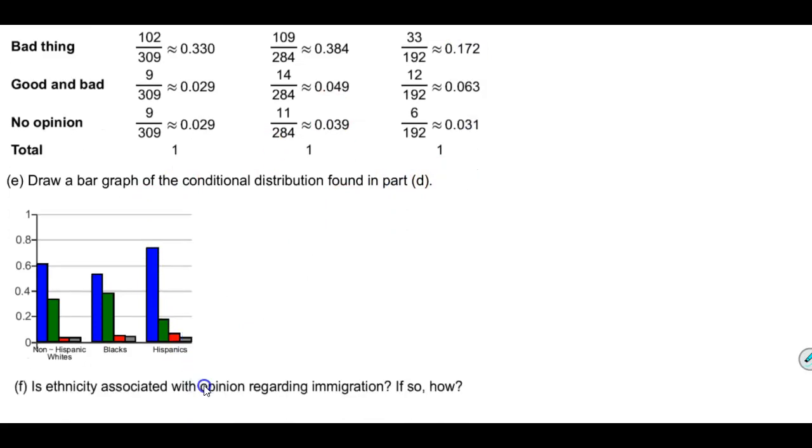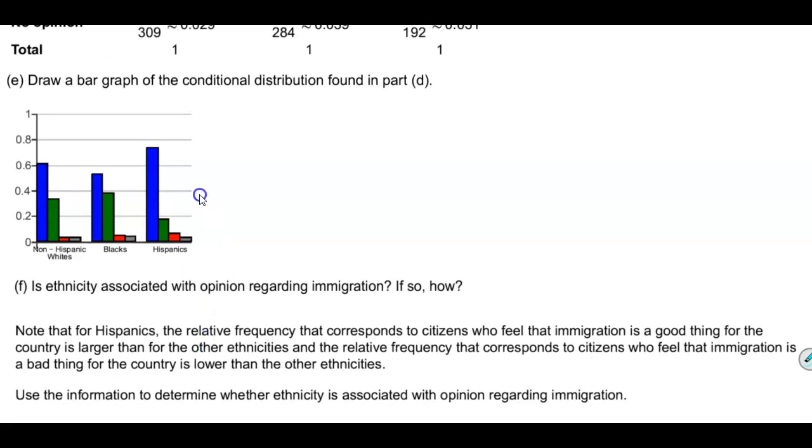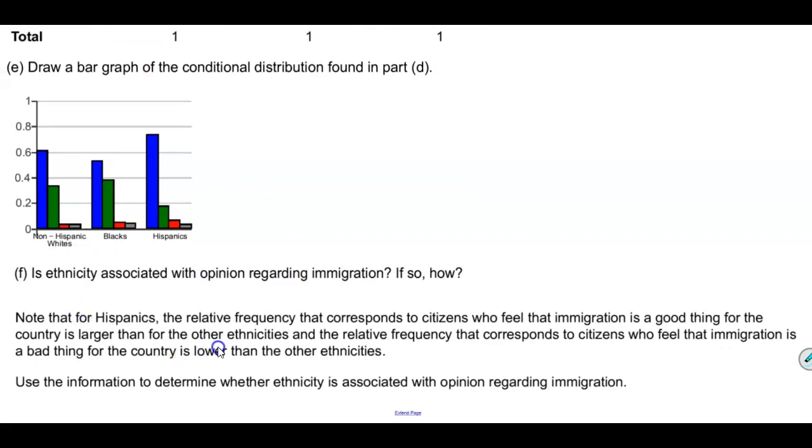And then the last part is asking, is ethnicity associated with opinion regarding immigration, and if so, how? Well, note that for Hispanics, the relative frequency that corresponds to citizens who feel that immigration is a good thing for the country is larger than for the other ethnicities, and the relative frequency that corresponds to citizens who feel that immigration is a bad thing for the country is lower than the other ethnicities. So you would use that information to determine whether ethnicity is associated with opinion regarding immigration.